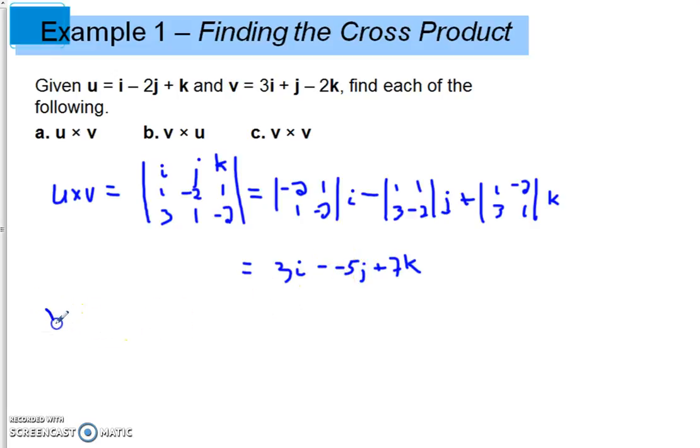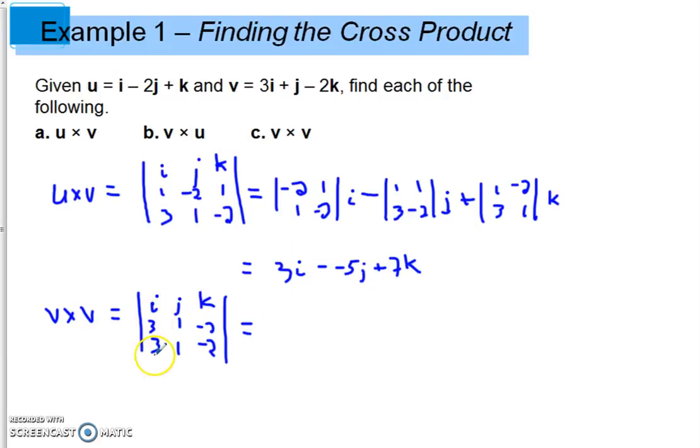Okay, let's take a look at v cross v. And again, you're going to fill the columns i, j, k, and v is 3. Since I'm crossing itself, I get 3 and 3. I get 1, 1, -2, -2. And this time I'm going to try to do those things in my head. And I don't know if it's going to work for you or not, whichever way you feel comfortable with.